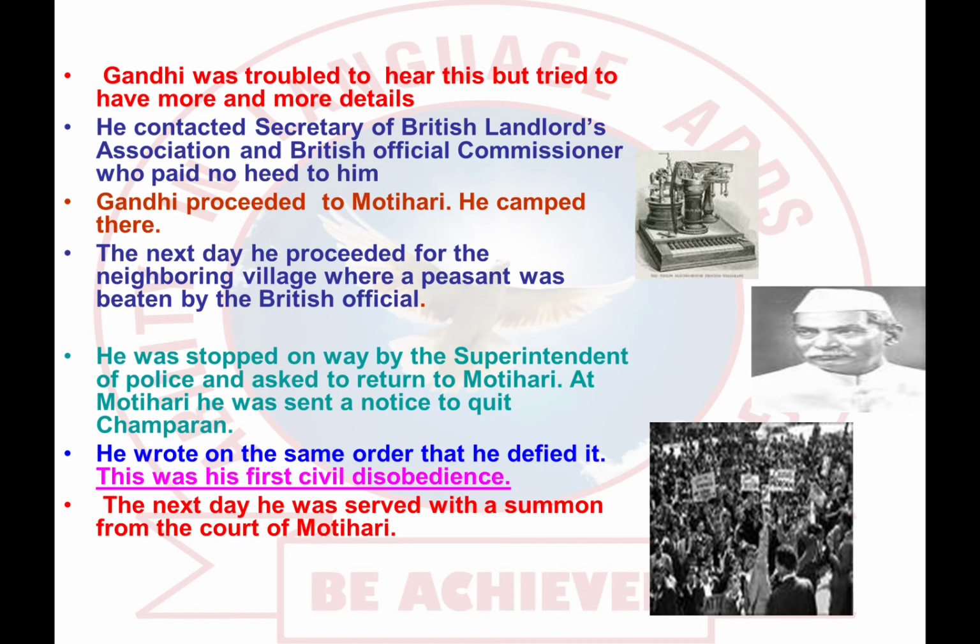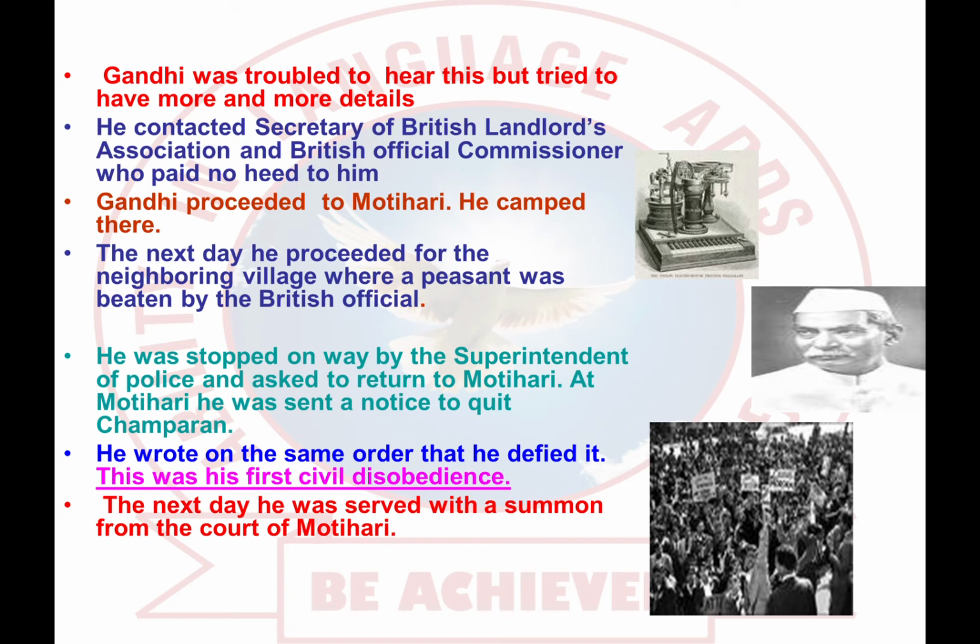Gandhi was troubled to hear this, but tried to have more and more details. He contacted the Secretary of British Landlords Association and the British official commissioner, who paid no heed to him. Gandhi proceeded to Motihari. He camped there. The next day, he proceeded for the neighboring village where a peasant was beaten by the British officials. He was moving on an elephant. He was stopped on the way by the superintendent of police and asked to return to Motihari. At Motihari, he was sent a notice to quit Champaran. He wrote on the same order that he defied it, that is, disobeyed it. This was his first civil disobedience.